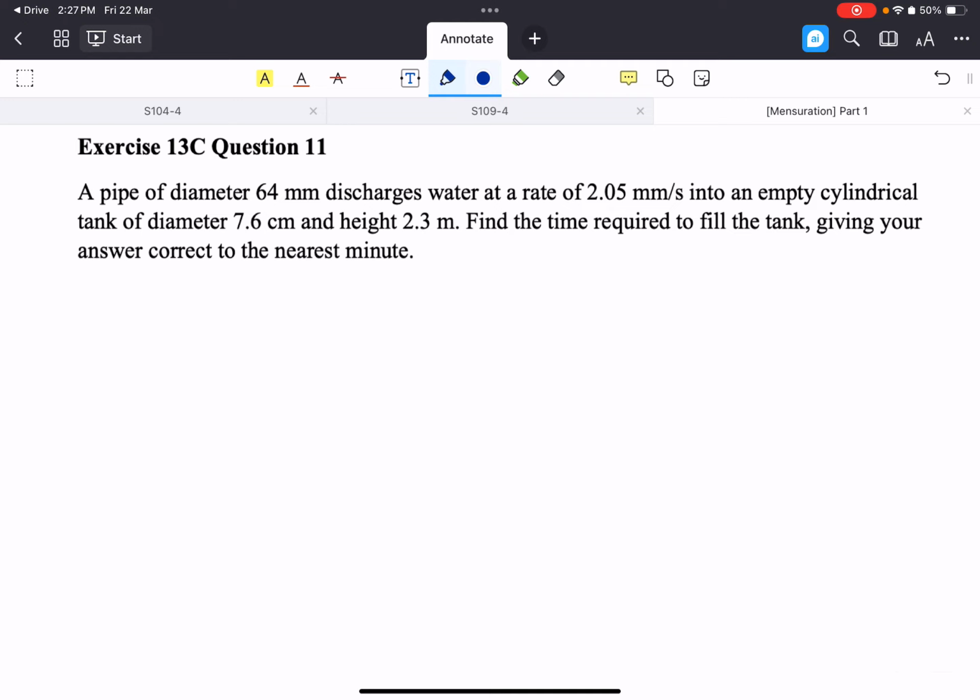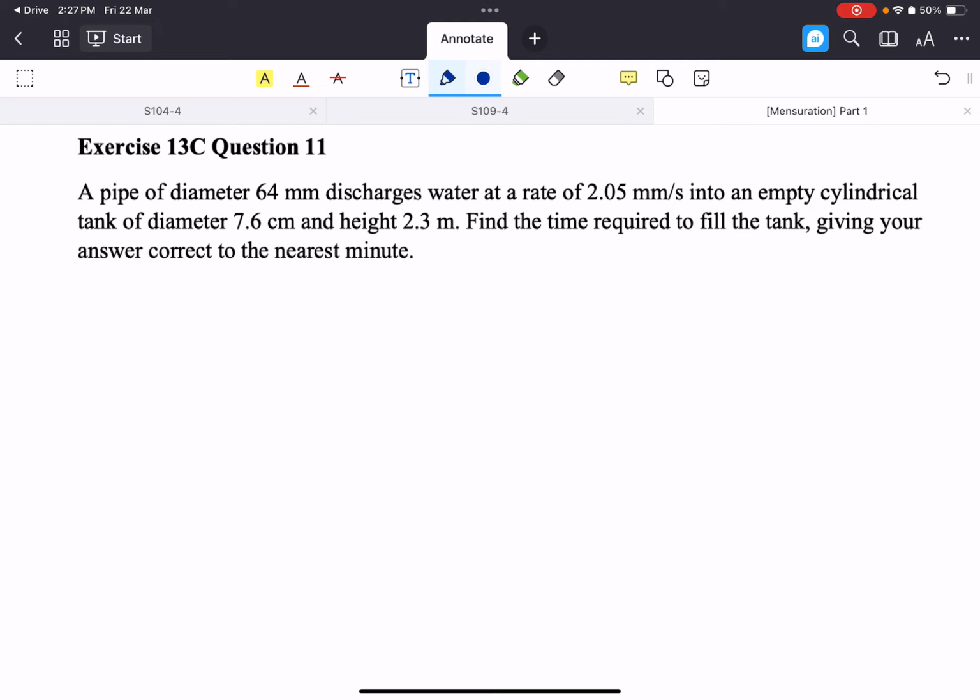Okay, well, finally, the last question, we have this one that's quite interesting. Based on the first look at some of the work that's submitted by you, quite a number of you struggle with it. So let's try to understand this question, right? So we have a pipe of diameter 64 mm discharging water at the rate of 2.05 mm per second into an empty cylinder tank. So there's a tank, and the tank has a diameter of 7.6 and a height of 2.3. They want us to find the time it takes to fill up the tank, right?